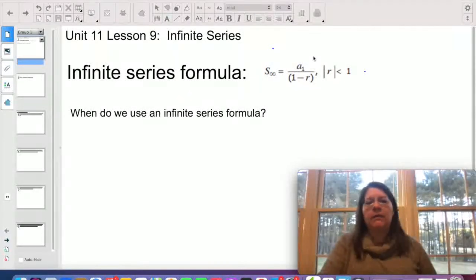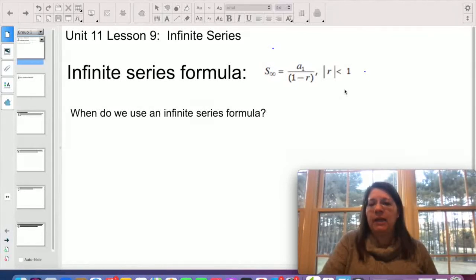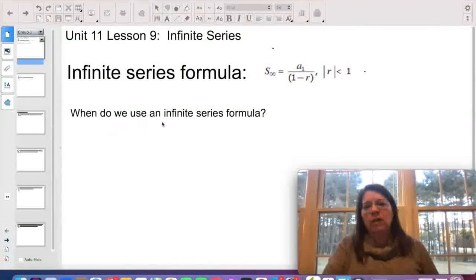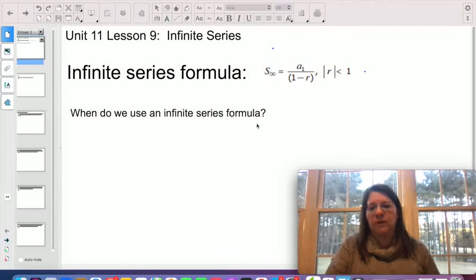The formula for an infinite series is S sub infinity equals a sub 1 over 1 minus r, where r is your common ratio. And in order for an infinite series to exist, the absolute value of the r value has to be below 1, or less than 1. In other words, it has to be between -1 and 1. If it's a fraction that's higher than 1, it will not work. So it has to be something like 1/2 or 1/3. So you need to understand when we use infinite series formulas, and I'm going to explain that to you as we do the lesson part on the whiteboard.